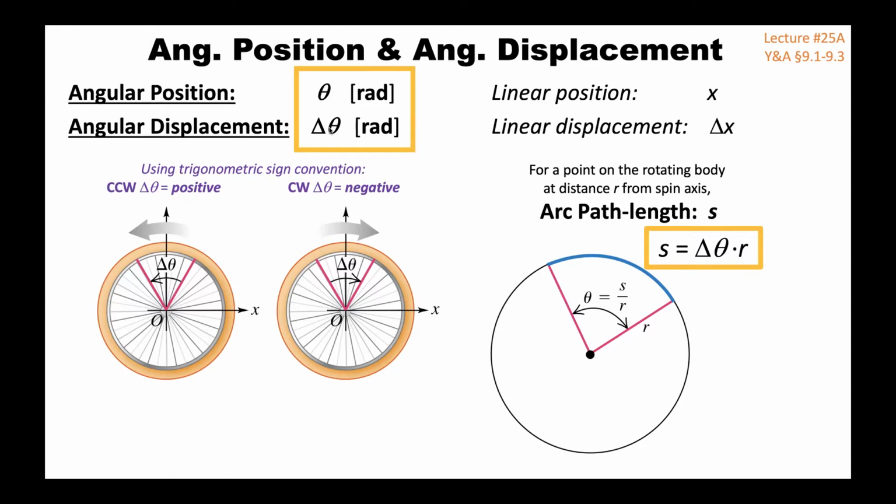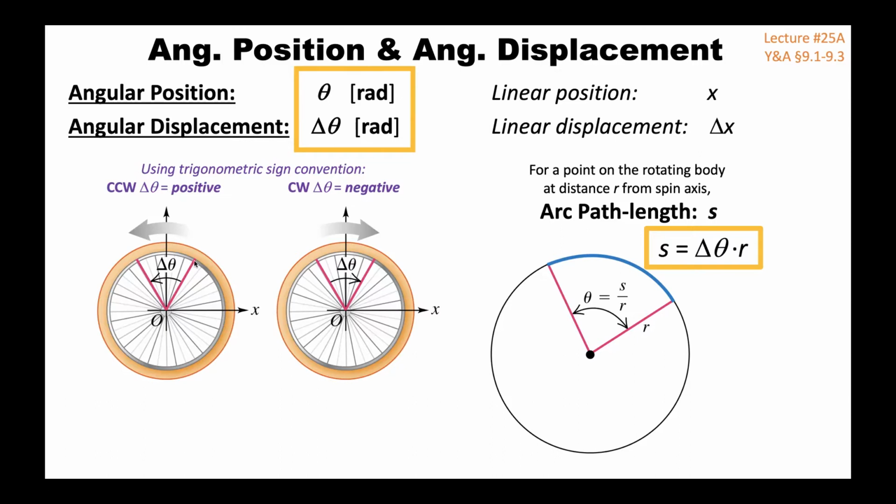The angular displacement of a spinning object is just the value of theta at any later time, like theta final, minus the value of theta at any earlier time, theta initial. So you can see that positive displacements are counterclockwise and negative displacements will be clockwise. By the way, we often think about theta in terms of degrees. So for example, here, theta final looks like it's about 120 degrees. Theta initial looks like it's about 60 degrees.